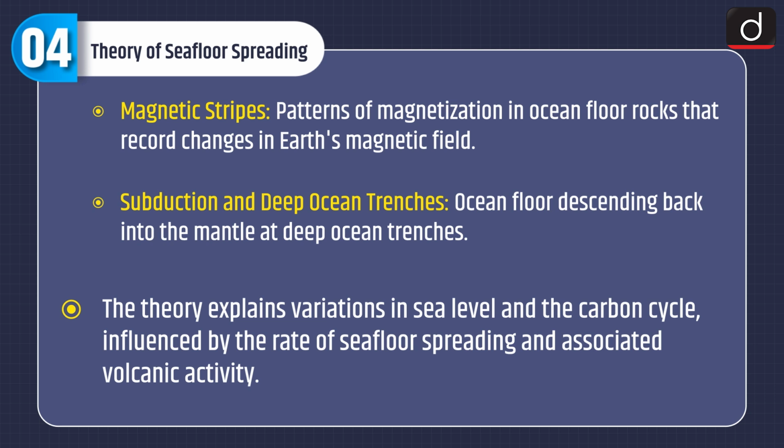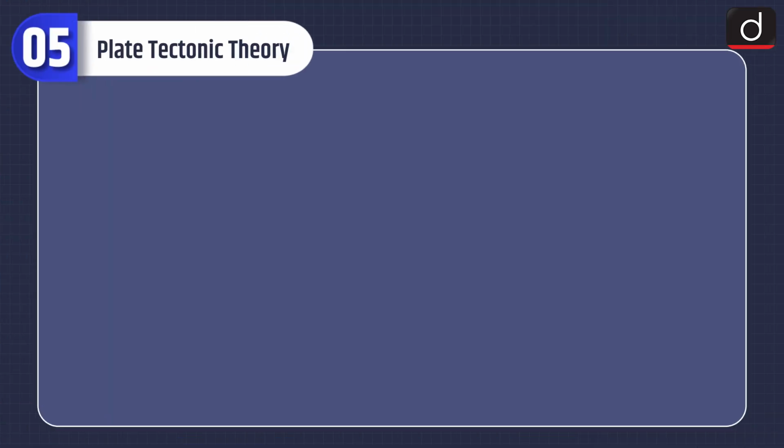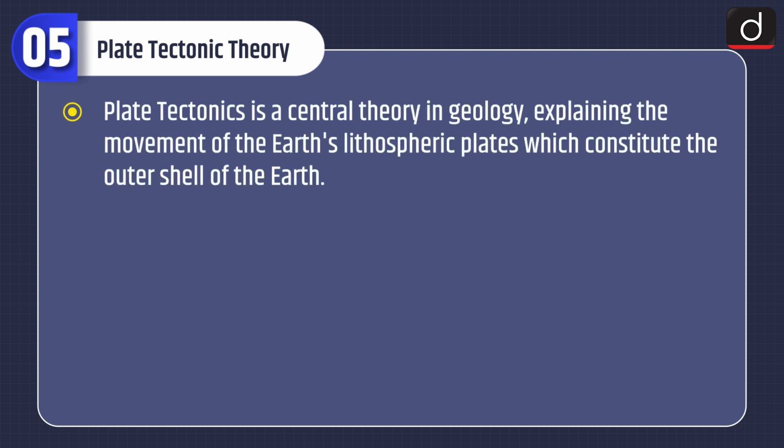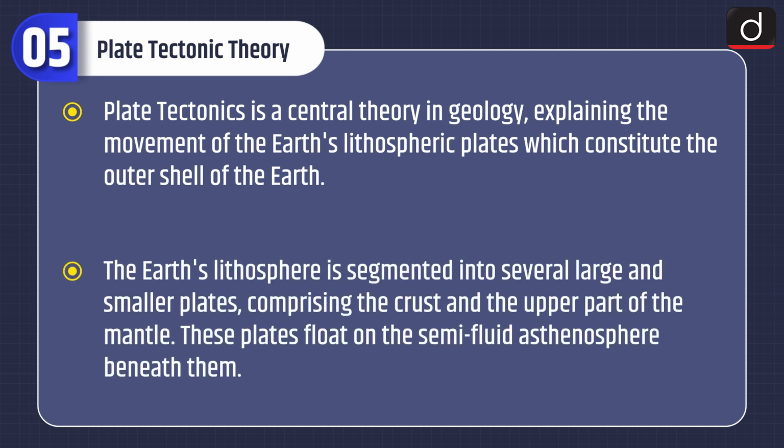The theory explains variations in sea level and the carbon cycle, influenced by the rate of seafloor spreading and associated volcanic activity. Now lastly, let's discuss plate tectonic theory. Plate tectonics is a central theory in geology explaining the movement of Earth's lithospheric plates, which constitute the outer shell of the Earth. The Earth's lithosphere is segmented into several large and smaller plates comprising the crust and the upper part of the mantle. These plates float on the semi-fluid asthenosphere beneath them.